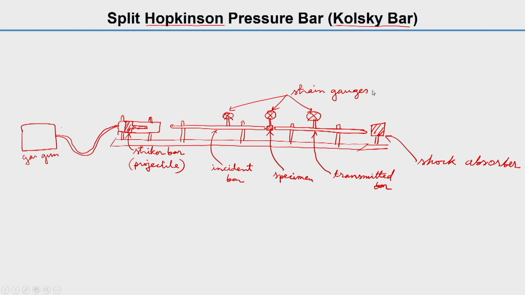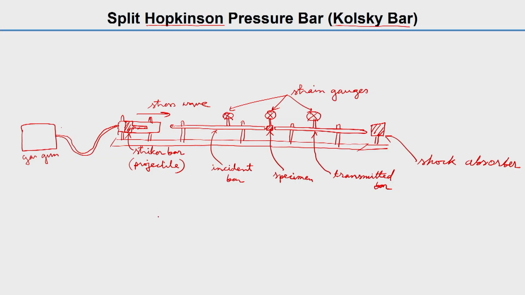Basically the striker bar will hit the incident bar, and the specimen is mounted here in between the incident bar and the transmitted bar. The stress wave will propagate through the incident bar and then to the specimen, and it will transmit to the transmitted bar. Details about these tests we will discuss later.